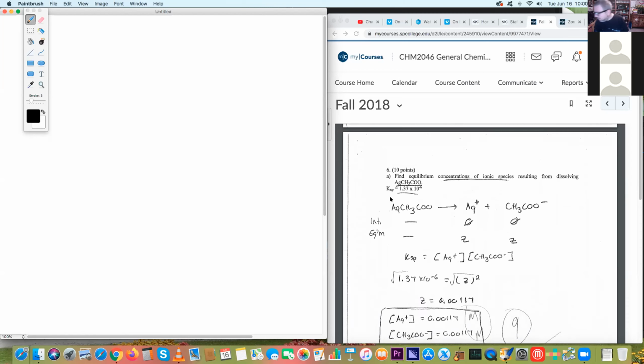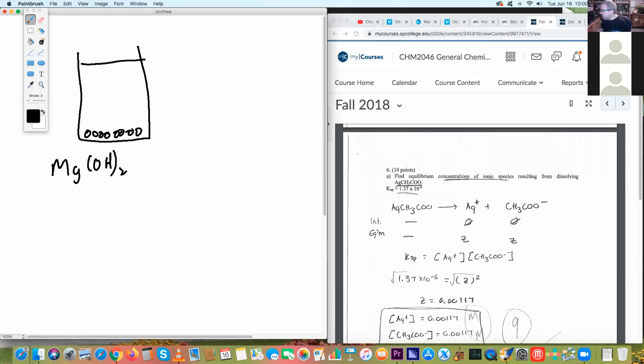So if we're looking at a situation over here, let's use this example in the PowerPoint, and it's MgOH2, and that's a fairly insoluble salt. So what will happen is that you'll see particles of the salt on the bottom of the beaker, but then some of these particles will split apart, but they'll split apart pretty predictably. Each one that does split apart will split apart into one Mg2 plus and then two OH minuses.